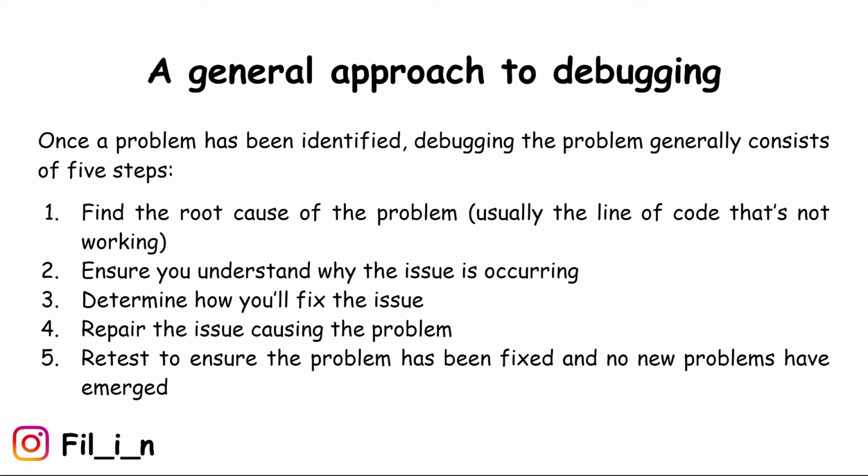Once a problem has been identified, debugging the problem generally consists of 5 steps. Find the root cause of the problem, usually the line of code that's not working. Ensure you understand why the issue is occurring. Determine how you'll fix the issue. Repair the issue causing the problem. Retest to ensure the problem has been fixed and no new problems have emerged.